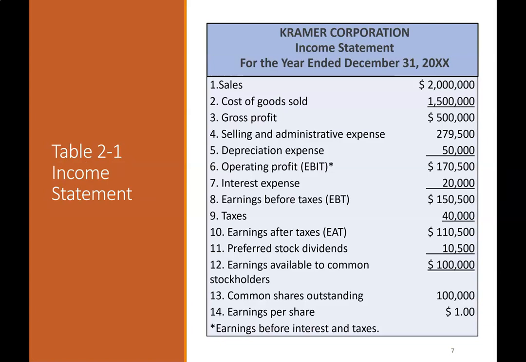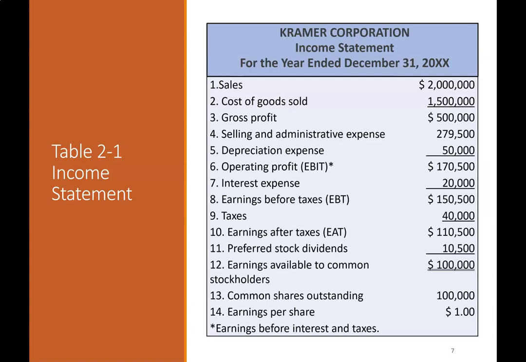Table 2-1, Income Statement. Kramer Corporation Income Statement for the year ended December 31st. So you have sales minus your cost of goods sold to equal gross profit, minus selling and administrative expenses, minus depreciation expense to give you operating profit, which is known as earnings before interest and taxes, minus interest expense to get earnings before tax, minus taxes to get earnings after tax. Then you have your preferred stock dividends, subtract that, and you'll end up with your earnings available to common stockholders.